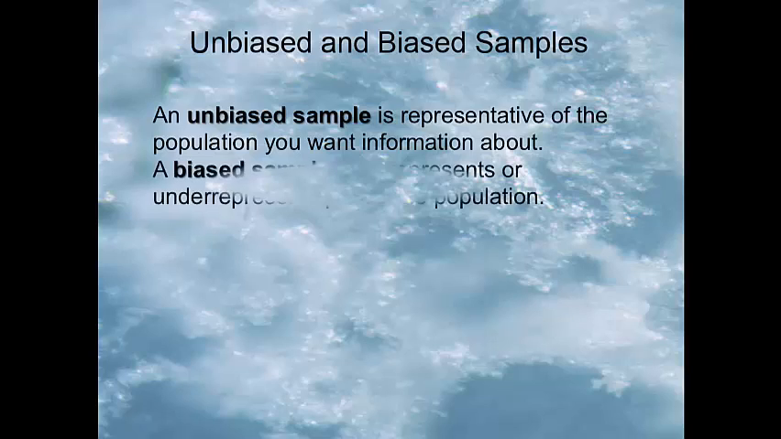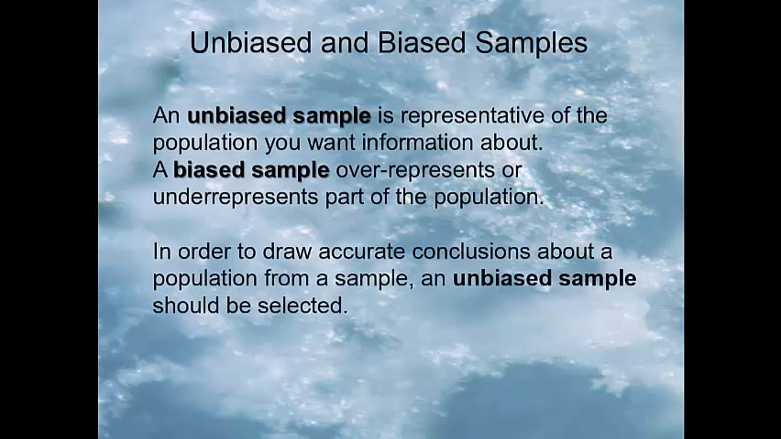Unbiased and biased samples. An unbiased sample is representative of the population you want information about. And a random sample is always unbiased. All other samples, the systematic, the self-selected, and the convenience sample, are biased. A biased sample overrepresents or underrepresents part of the population. In order to draw accurate conclusions about a population from a sample, an unbiased sample should be selected.